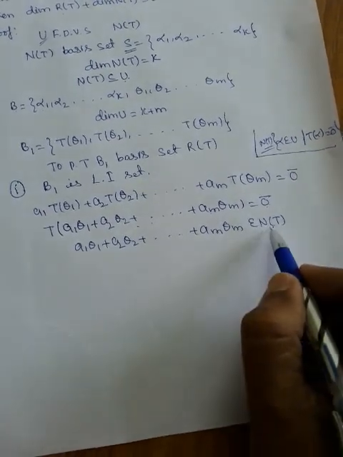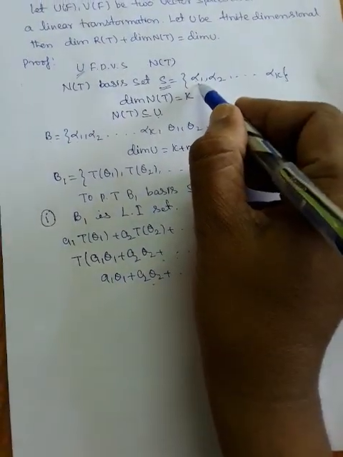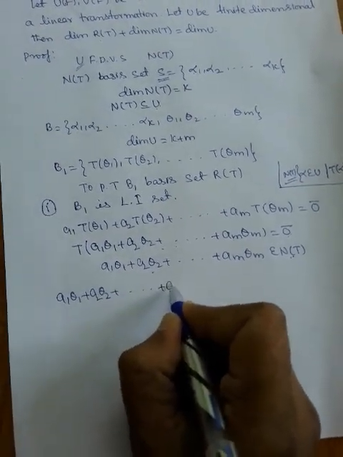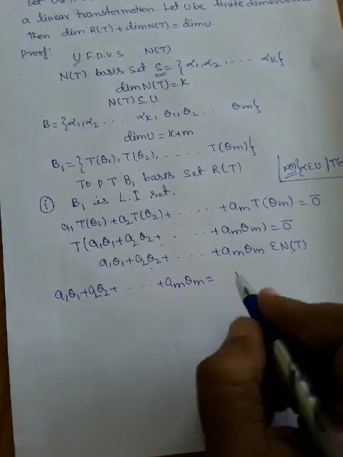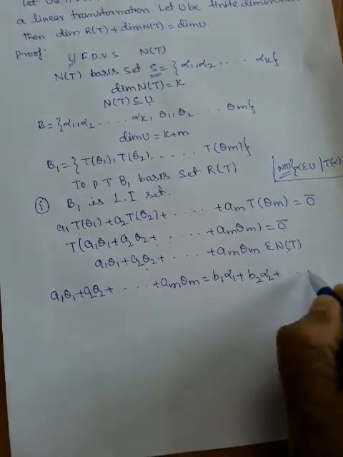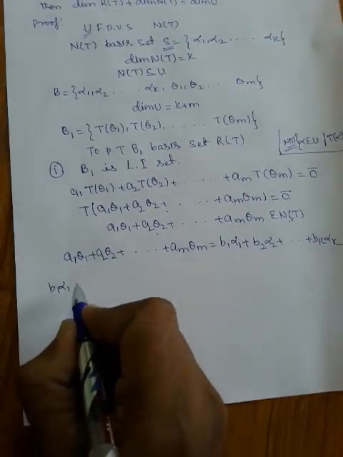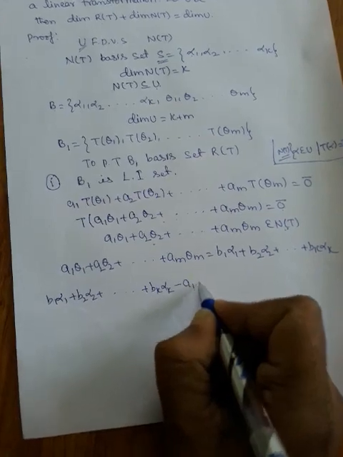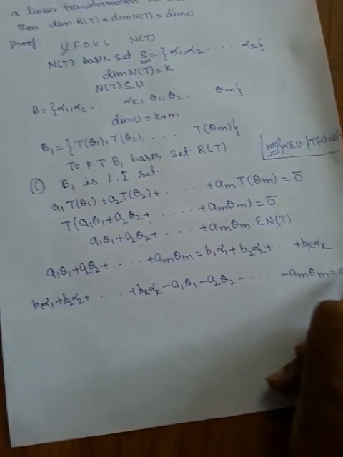And we know we have a base for the null space, so you can write the vector as a linear combination of base elements. Therefore a1 theta 1 + a2 theta 2 + ... + am theta m, which belongs to N(T), we express as a linear combination of its base elements, that is b1 alpha 1 + b2 alpha 2 + ... + bk alpha k. Taking everything to one side: b1 alpha 1 + b2 alpha 2 + ... + bk alpha k − a1 theta 1 − a2 theta 2 − ... − am theta m is equal to 0 bar.